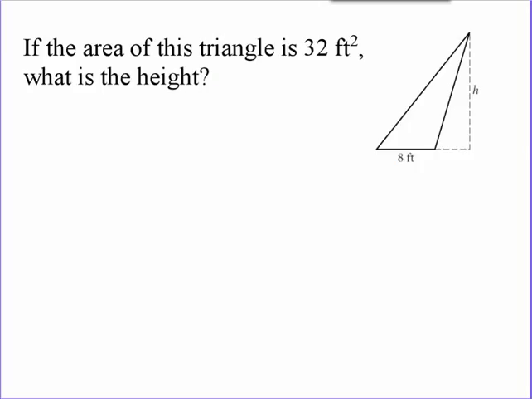With that in mind, here you go. If the area of this triangle is 32 feet squared, what is the height? So this is a little different. So you're going to have to use that area formula, 1/2 base times height, and now you're going to have to find the height.